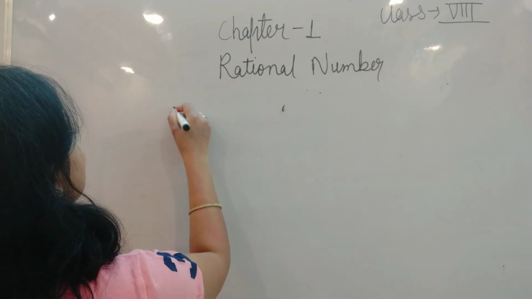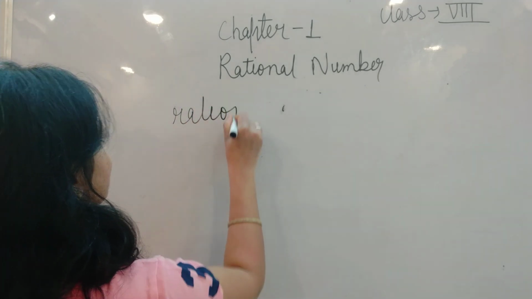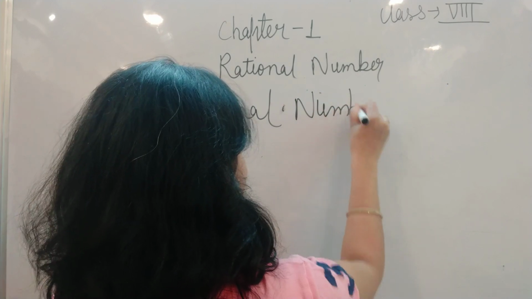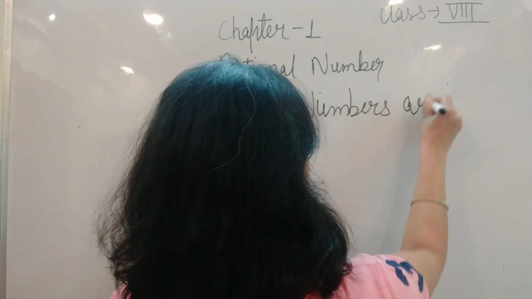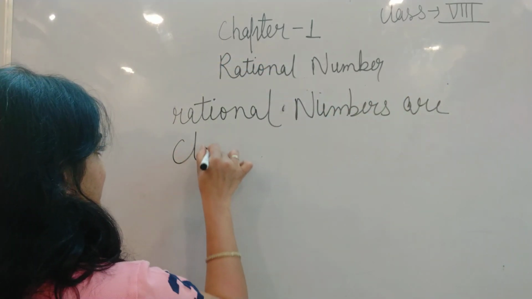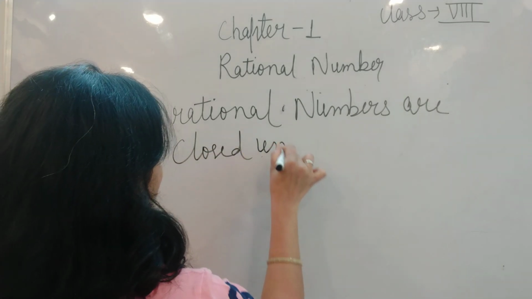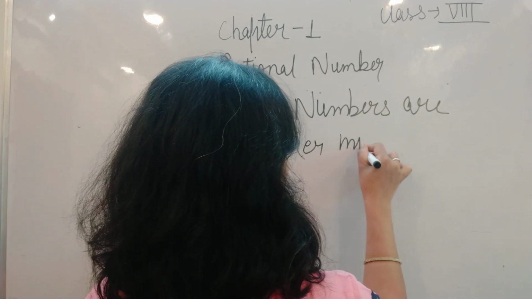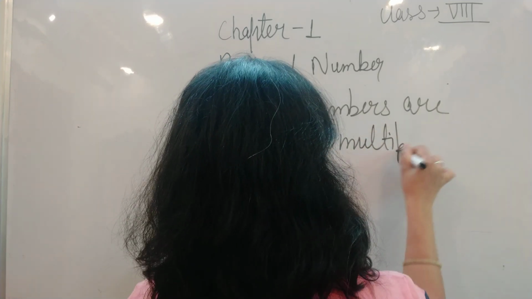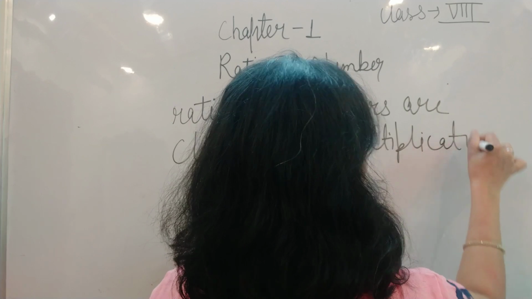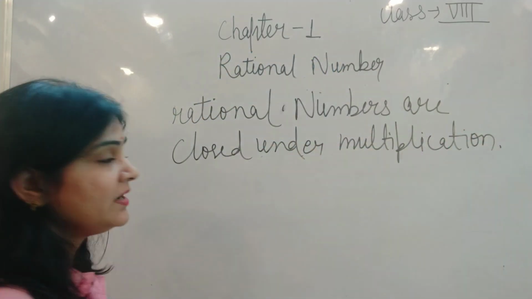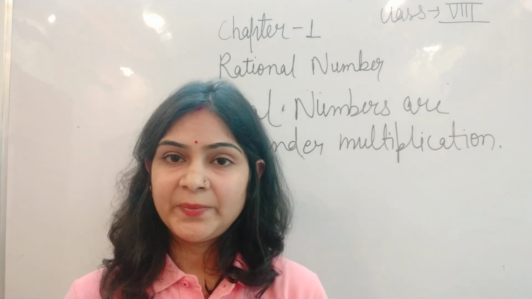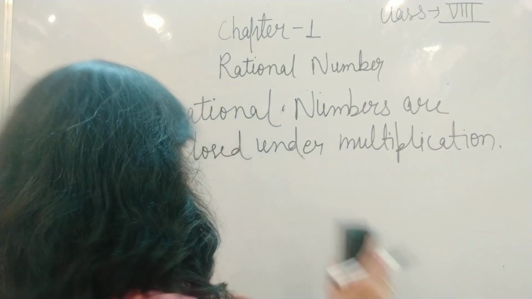What do we say? Rational numbers are closed under multiplication. Now we will discuss the closure property in the fourth operation, that is division.